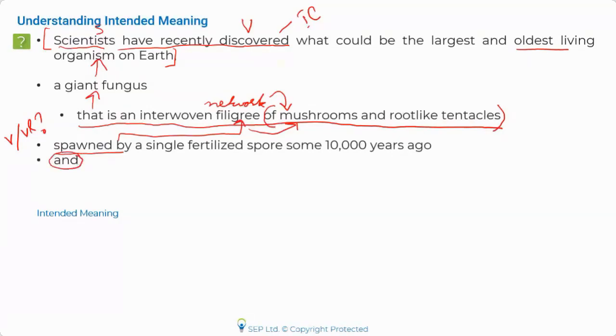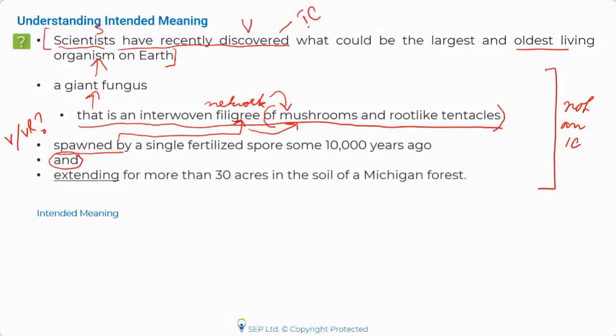Now remember, guys, again I'll repeat. This part is not an independent clause. So after this and, you will not have an independent clause, okay? What you can have is two things. A giant fungus that is dash, dash, dash, dash, dash, and then you will again have a that and some other relative pronoun clause, or you can have something which is parallel to spawned. So let's see what we have.